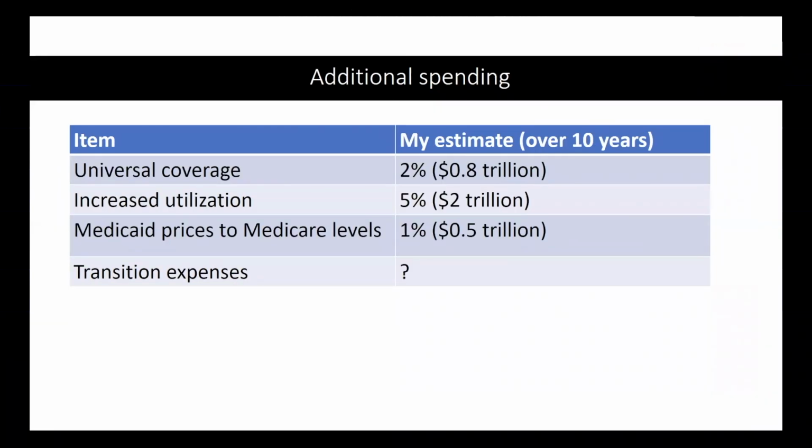Extra costs, about 8% by my estimate, because of universal coverage, increased utilization, and raising Medicaid prices. Now, like I said, I'm more optimistic. Bob is a little less optimistic. You go to some of the people further over. But almost everybody, even McCaddis, finds savings net of these greater costs.